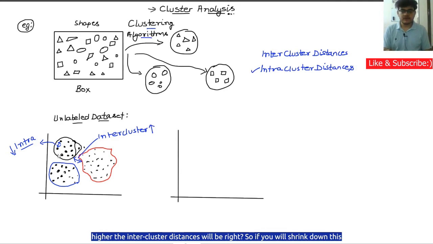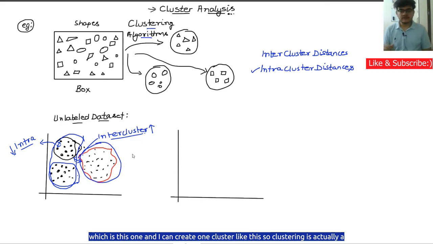So if you shrink down this whole cluster, you reduce these intra-cluster distances and you increase the inter-cluster distances, you will be able to actually get these clusters which are far away from each other. In this same graph, I can also obtain some different clusters. For example, we can create a cluster which is this one, and I can create one cluster like this.